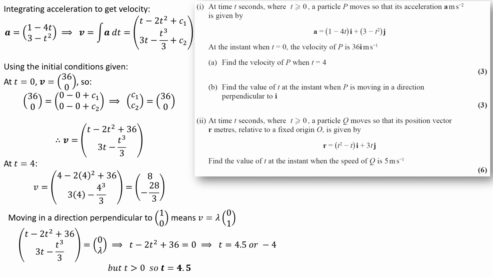The next part of this question, part 2, is a completely independent question. It's just the same topic. That's what we'll look at next.